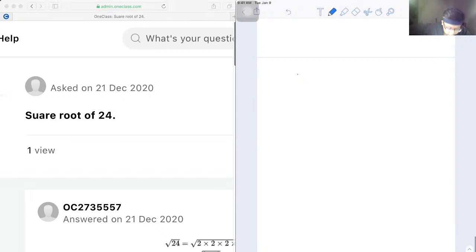Okay, so next we have square root of 24. Okay, so first we need to factor it. So 24 can be written as 2 times 12, right? And we know that 2 is a prime number already, so now we only need to focus on the 12 part. So 12 can also be written as 3 times 4, and 3 is a prime number already.